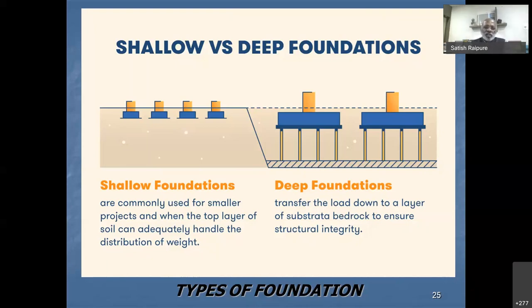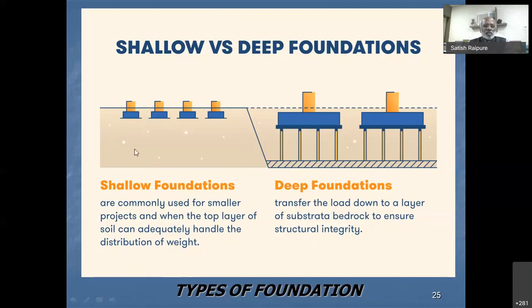For deep foundations, when the loading is very high and adequate strata is not available at a shallow depth, then we must go for deep foundations. This deep foundation transfers the load down to a layer of substrata bedrock to ensure structural integrity. Mainly, this is done with piles. These piles may be friction piles or end bearing piles. And there may be a combination of pile and raft if the strata is very weak.